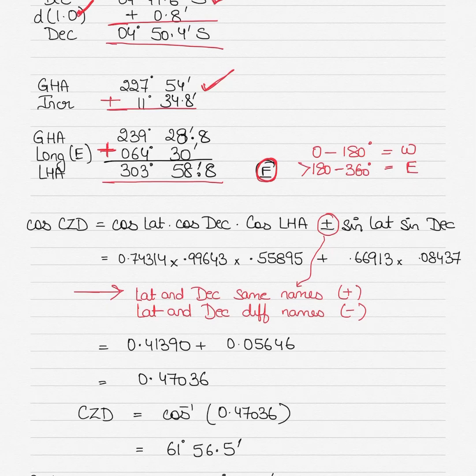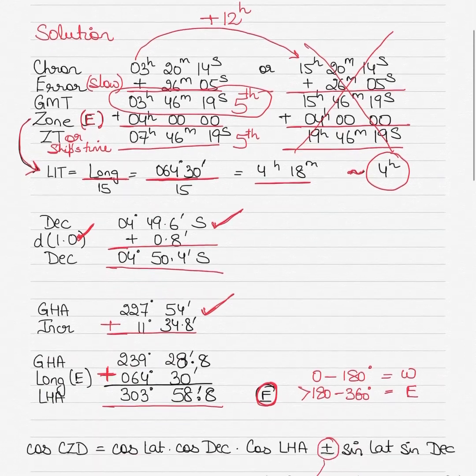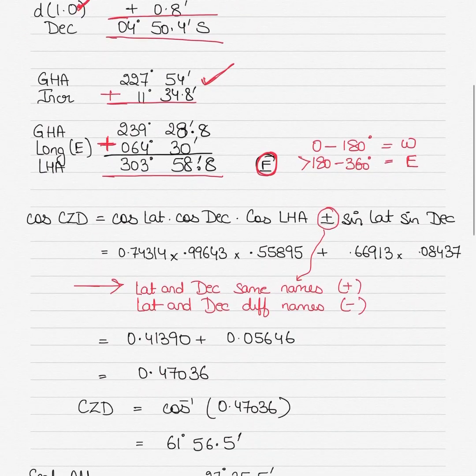Then we simply put in the formula cos CZD. CZD stands for calculated zenith distance. Calculated zenith distance equals cos of lat multiplied by cos of dec multiplied by the cos of the LHA. Then addition or subtraction, sine of lat, sine of dec. Why did I say addition or subtraction? Because it depends on whether the lat and dec are same names or different names. In this case, latitude and declination are the same names, because the latitude is also south. The latitude is 42 degrees south and the declination is 4 degrees 50.4 minutes south. Because they are the same names, I will be adding it.